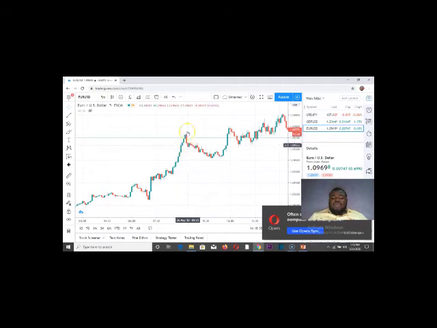So this here shows that there is no more buying power. The buying power is weak right now. You just have lots of sellers here. There is a massive sell-off here, and the price quickly just comes down.